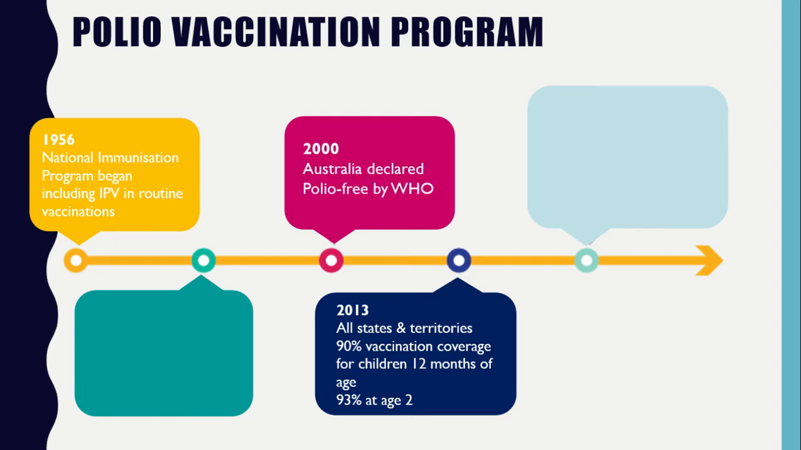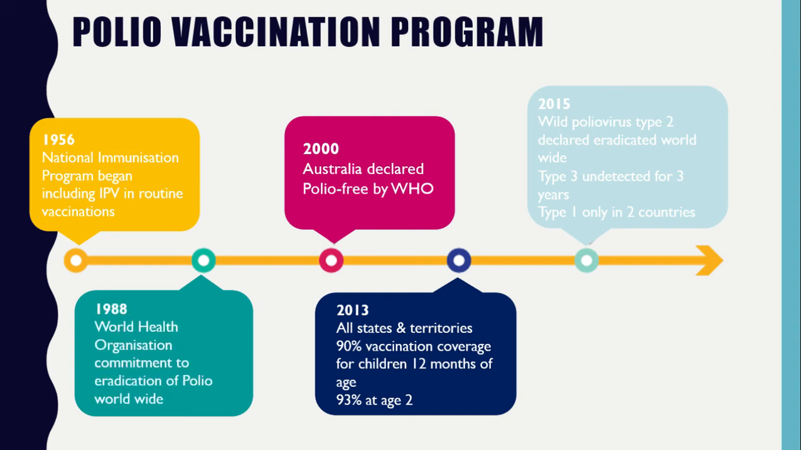In 2015, wild poliovirus type 2 was declared eradicated worldwide, along with type 3 not being detected for 3 years, and only 2 countries, Afghanistan and Pakistan, having reported wild type 1 polio cases. Overall, routine vaccinations beginning in 1956 and World Health Organization commitment to eradication of polio worldwide from 1988 decreased polio cases by 99%.